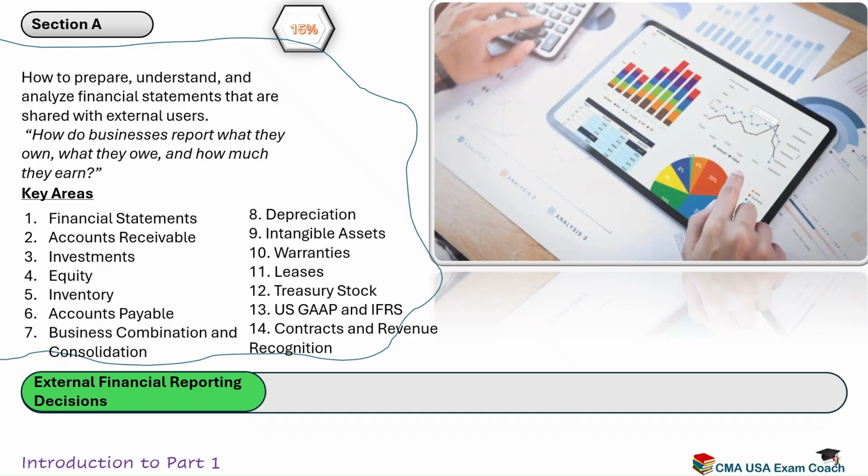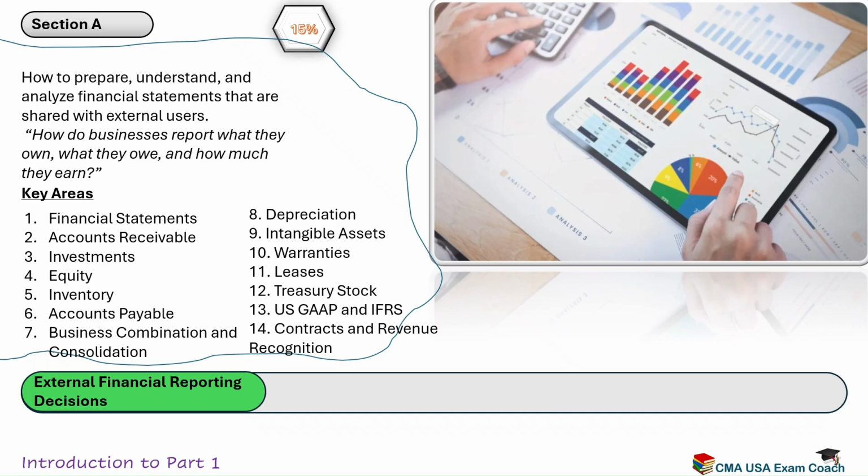8. Depreciation. Depreciation is how we spread the cost of an asset, like machinery or buildings, over its useful life. You'll learn methods such as straight line, declining balance, and units of production, and understand how depreciation affects profit. 9. Intangible assets. These are non-physical assets like patents, trademarks, or goodwill. You'll learn how to record, value, and amortize them, and why they're important in measuring a company's long-term value.